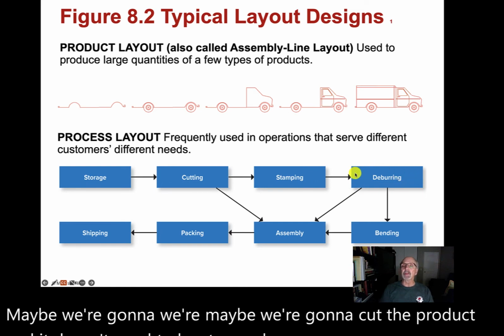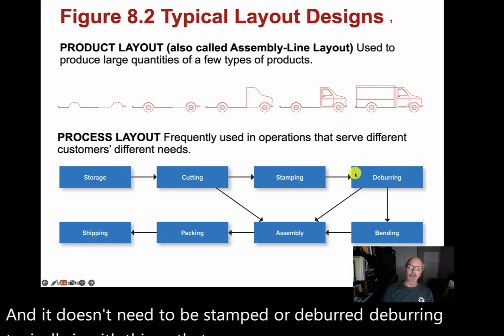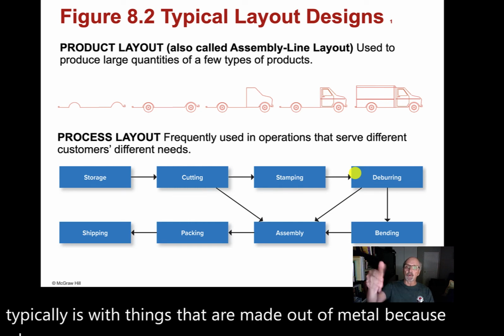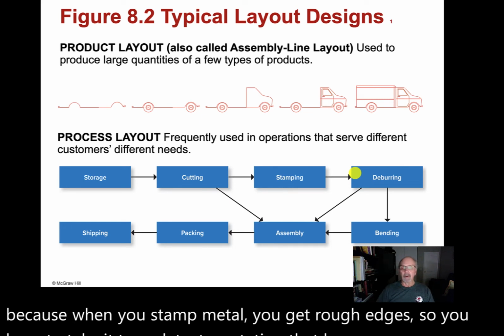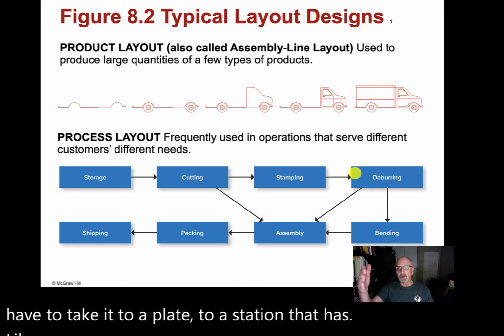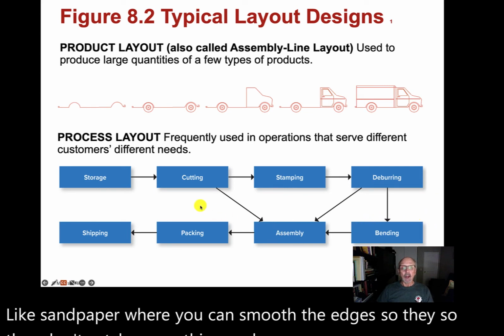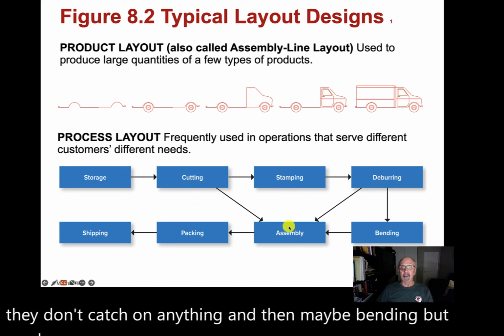Deburring typically is with things that are made out of metal, because when you stamp metal, you get rough edges. So you have to take it to a station that has something like sandpaper, where you can smooth the edges so they don't catch on anything. And then maybe bending, but maybe not. Maybe we just cut it, assemble it, pack it, and ship it.